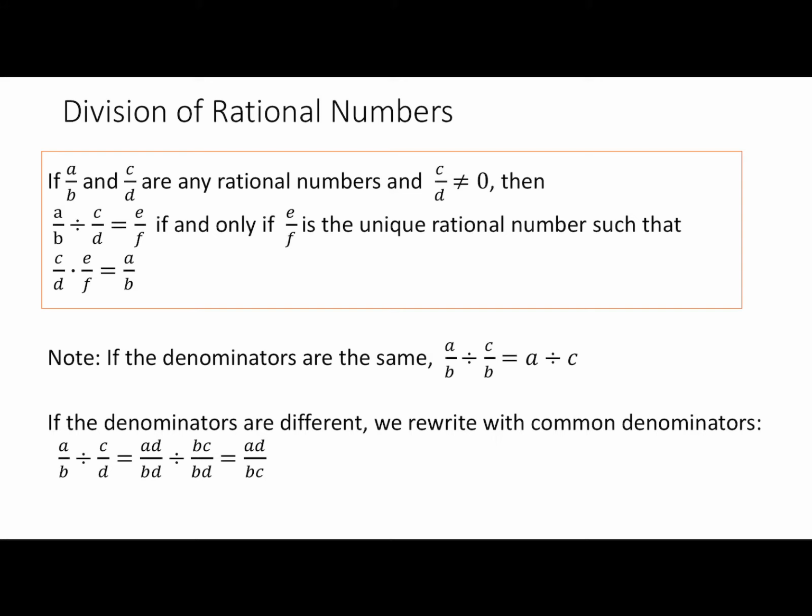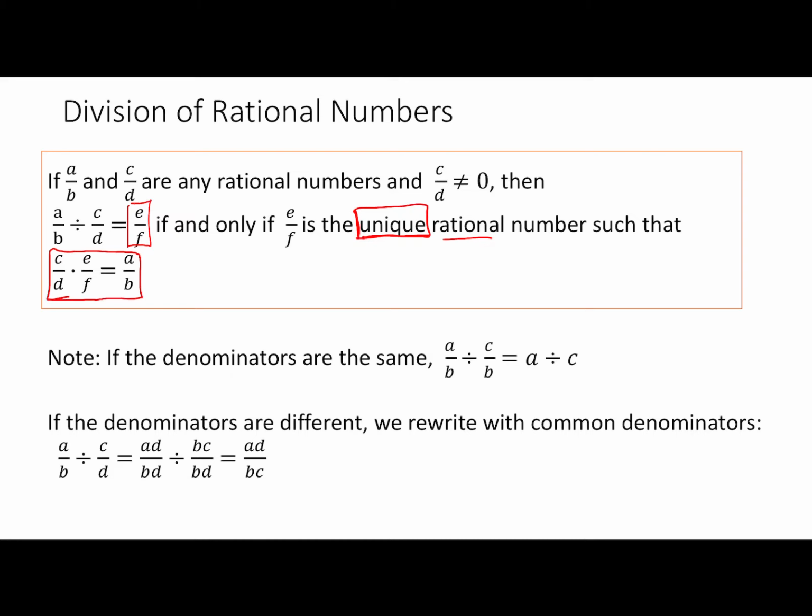Okay, so here is the official definition of division for rational numbers. If I want to divide a over b divided by c over d, then it is equal to e over f if and only if e over f is the unique rational number such that c over d times e over f equals a over b. This is the same definition we've been using all semester for division.